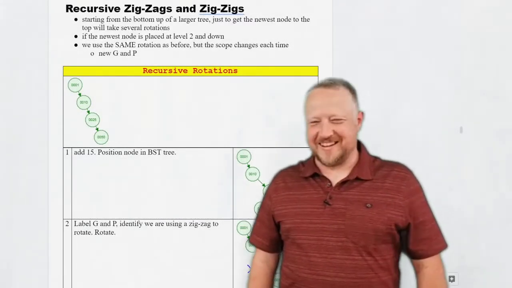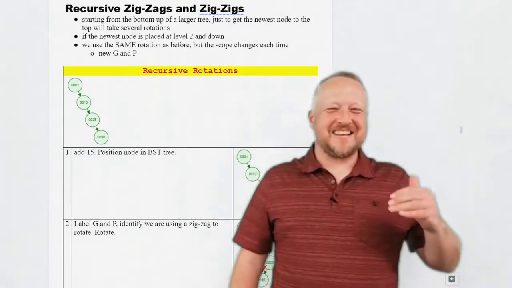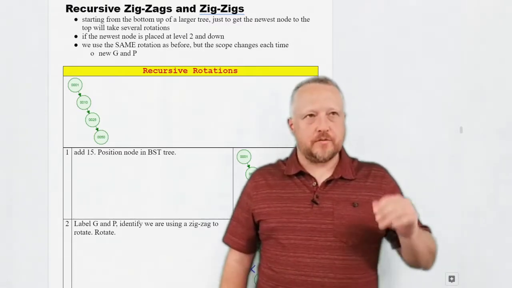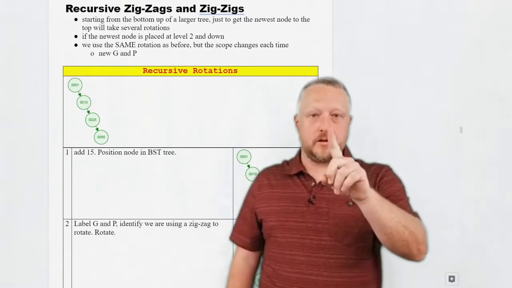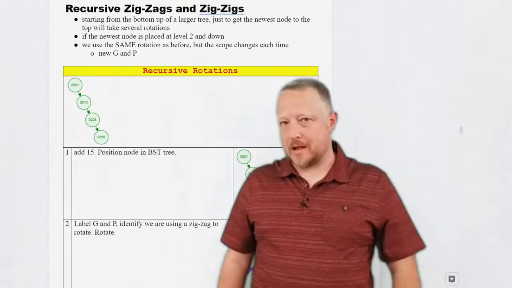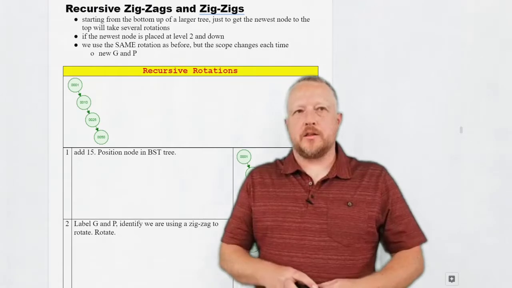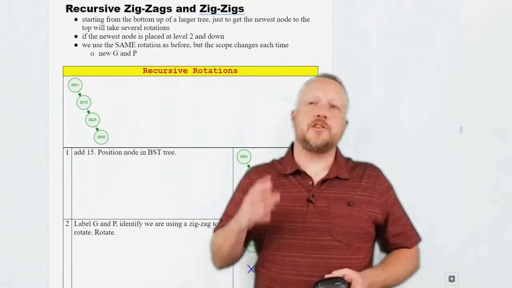You knew it was coming. And that is now the need for us to do multiple rotations just to get one node into the right spot. Now, the good news is that, yes, it is using recursion.